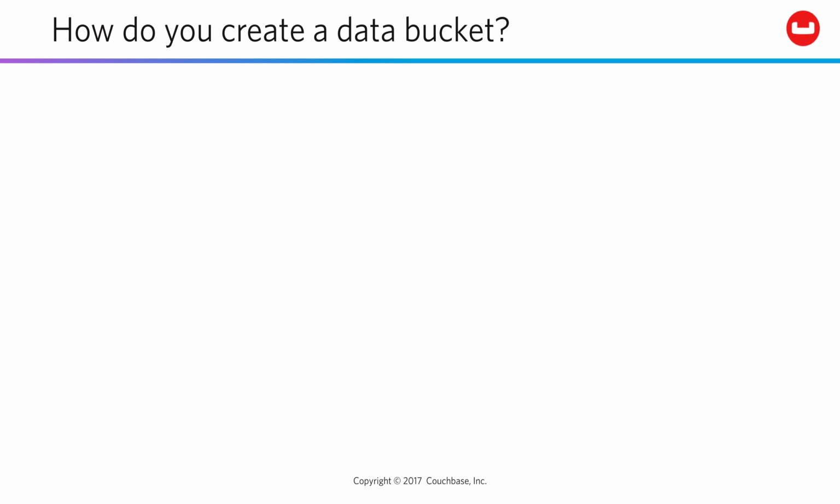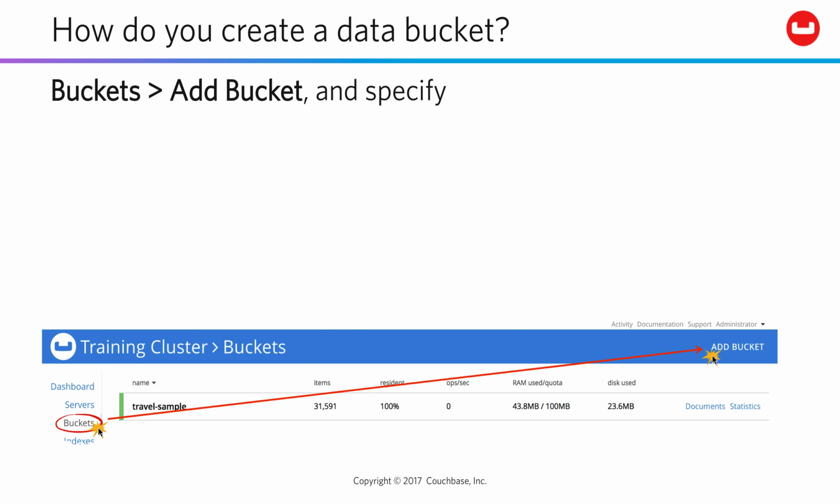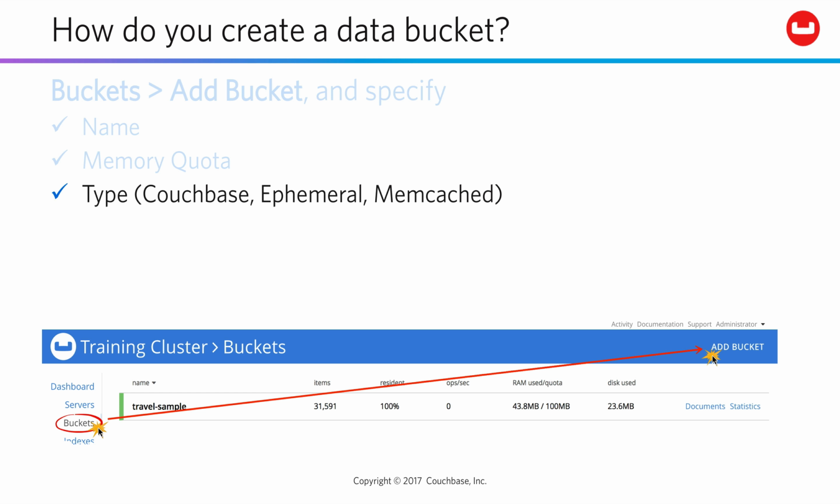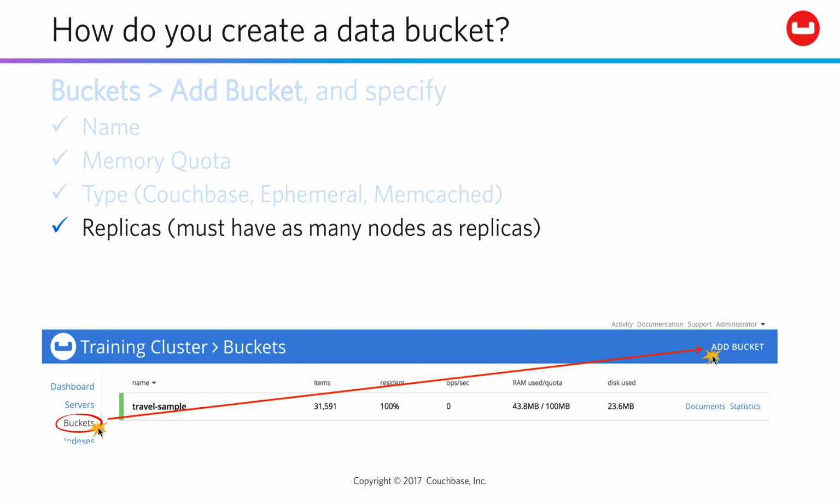Now, adding a bucket is easy. Click Add Bucket, then specify the name and the per-node memory quota. Specify the type, whether that is a persisted Couchbase bucket, a non-persisted, purely in-memory ephemeral bucket, or a more limited cache, memcached style. Then you'll set your replica count up to 3, remembering that replicas never reside on the same node as their active document, so you must have as many or more nodes in your cluster as your chosen replica count. Couchbase will let you know if you don't.